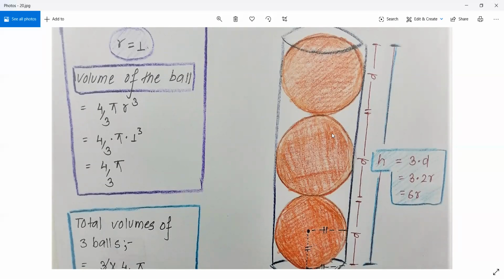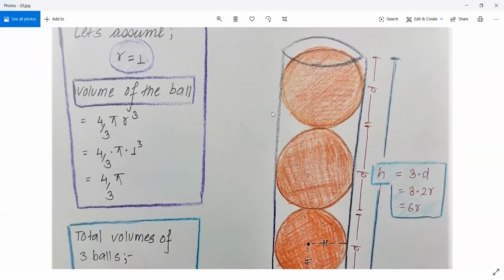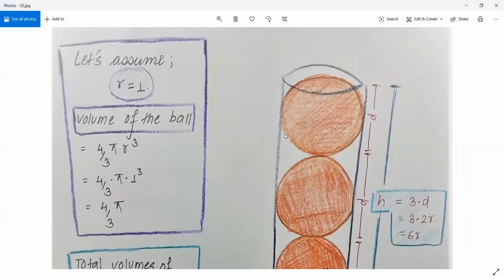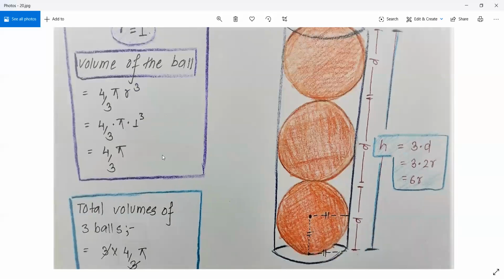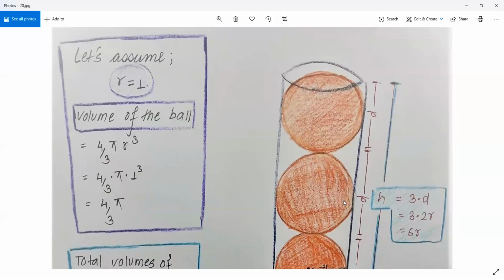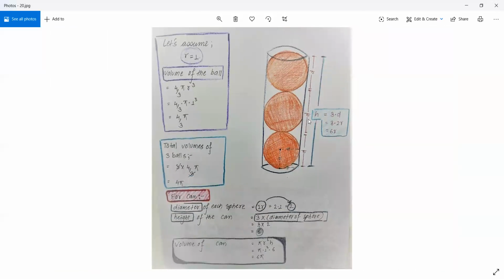So for the volume of the ball, since the radius is not given in the question, I assumed the radius to be 1, so that my calculation can be easier. When you suppose the value of r as 1, the volume of the ball, 4 by 3 pi r cube, you'll get as 4 by 3 pi 1 cube, so that would be 4 by 3 pi. That is the volume of the ball.